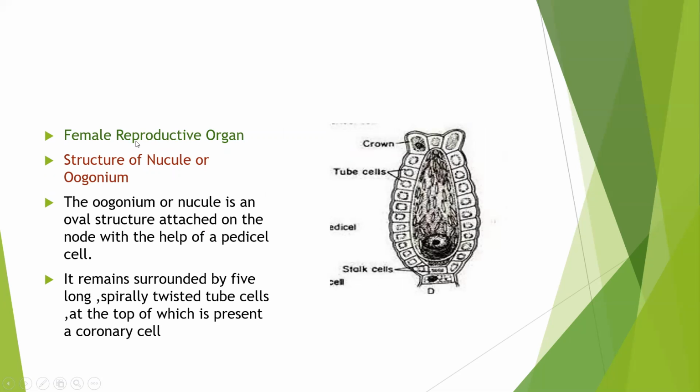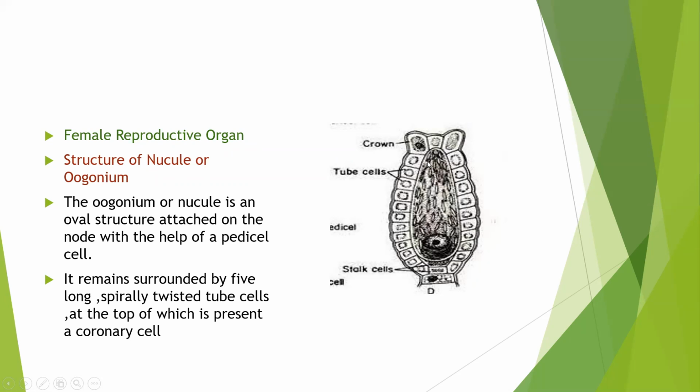Then let us see the female reproductive organ. Structure of the female reproductive organ. In Chara, the female reproductive organ is known as the nucule or the oogonium. So see here, this is the structure of the nucule.